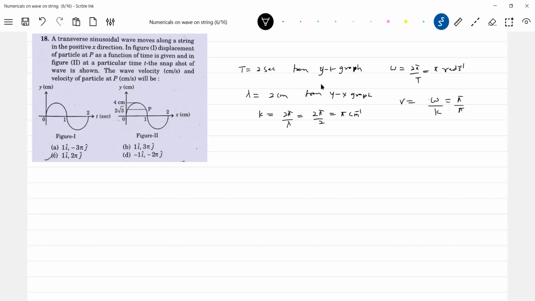He himself is telling that the wave is moving in the positive x direction. I need not bother about any sign. So that is the wave speed. Now what about the particle velocity?